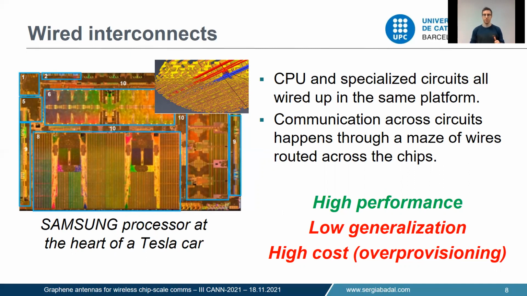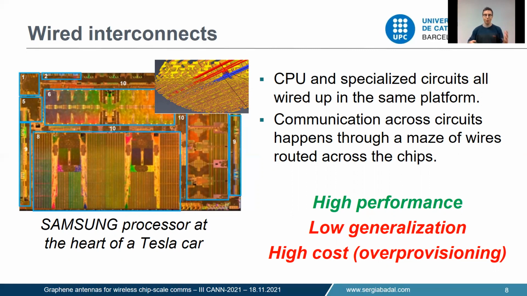This system leads to very high performance because the wires are placed exactly for the needs of the processor. But on the other hand, there's very low generalization because if the processor changes a little bit, we need to redesign the whole processor with all the cost that this incurs. And also, there's a high cost because of over-provisioning. We need to predict what the communication loads are going to be, from where to where, at different points in time, for the different applications that this processor might be running.